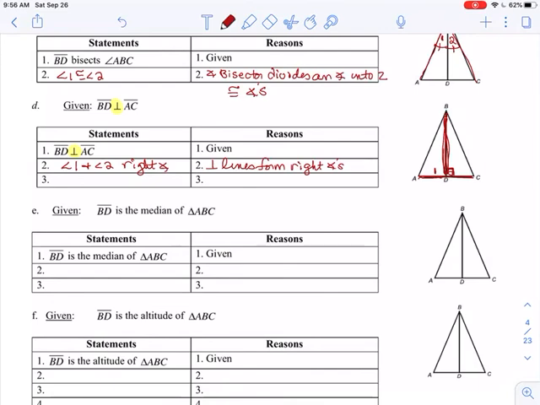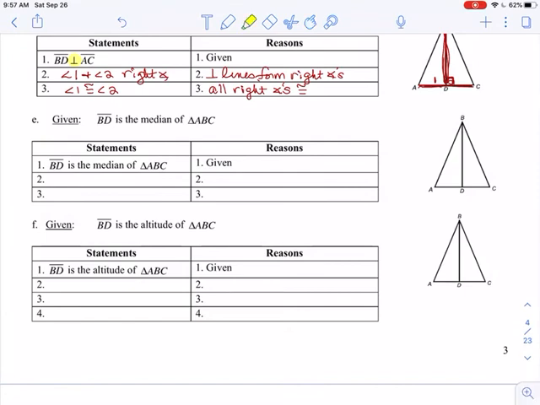Now, I actually have a statement 3. If angle 1 is a right angle and angle 2 is a right angle, that means they're both 90 degrees each, so they are in fact congruent to each other. And the reason that they're congruent is because all right angles are congruent. So when I have this perpendicular line, I get two statements out of it. The first statement is to say that they're right angles, because perpendicular lines form right angles. And the second statement is to say they're congruent because all right angles are congruent.